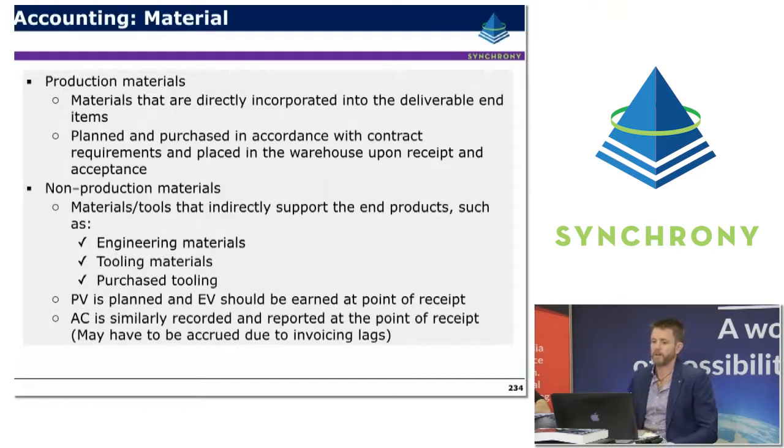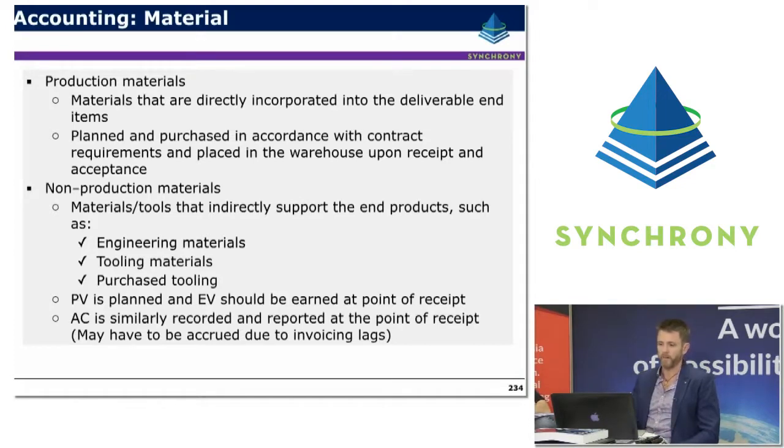So, production materials. Materials that are directly incorporated into the deliverable end items are referred to as production materials. Now they're planned and purchased in accordance with the contract requirements and are typically placed in a warehouse or some sort of storage area upon receipt and acceptance.